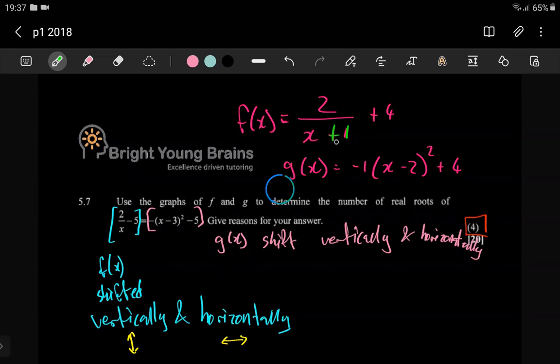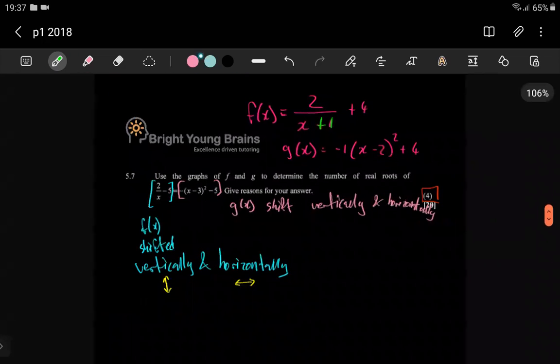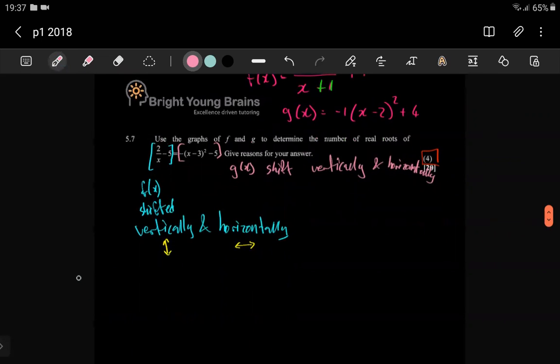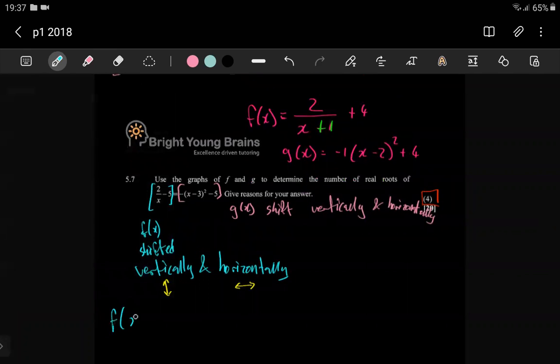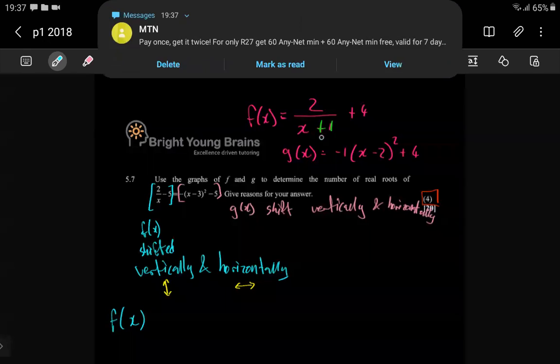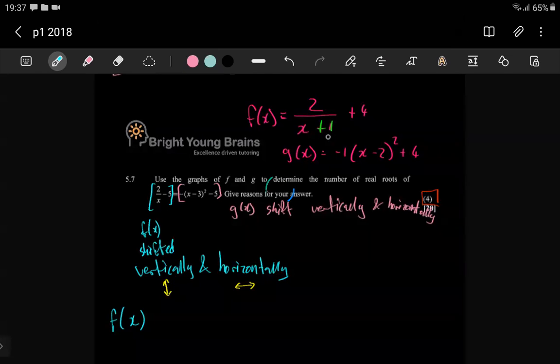I'll repeat, because there's a +1 here. Let's do it nicely and slowly to see what has happened from f of x to get this here. For the blue, all they did was take the equation of f of x, and then they moved the graph 1 unit to the right, because they -1 from the +1 here. If you minus a 1 there, you end up with nothing.